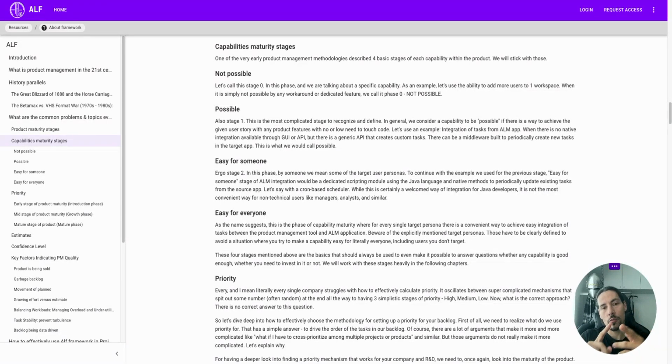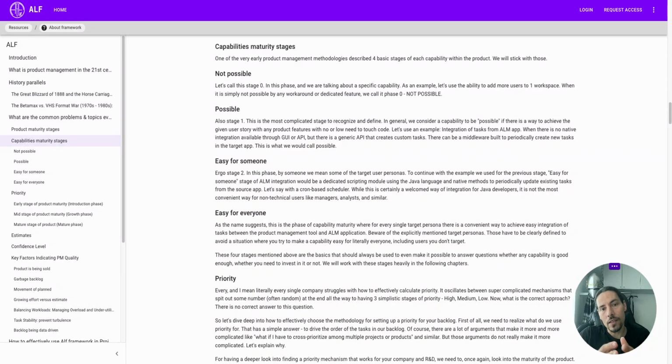Last time we spoke about the product maturity stages. So let's spend a few minutes talking about the capabilities maturity stages, how we see them, and how our view and ALF methodology parts will transform and materialize into the features of the Project ALF tooling.